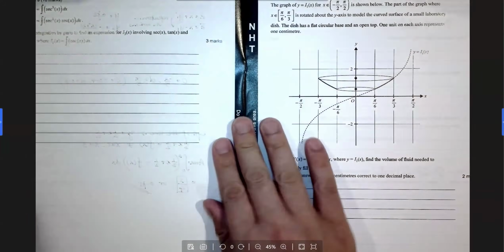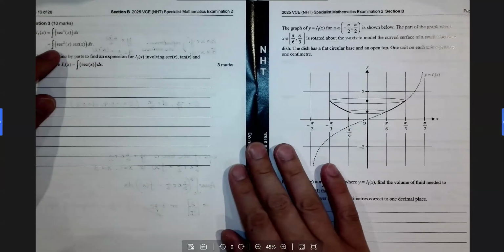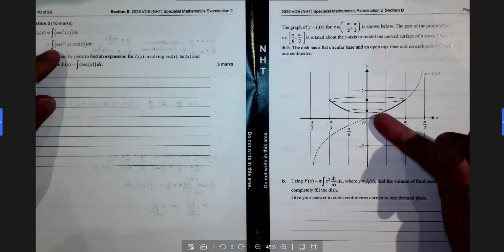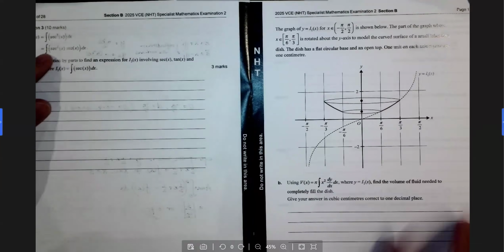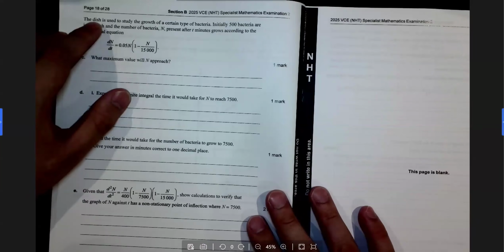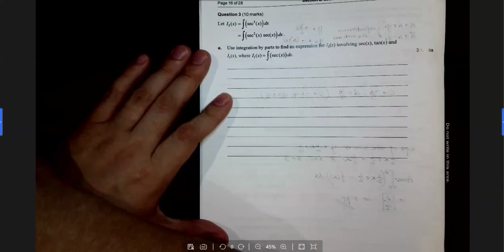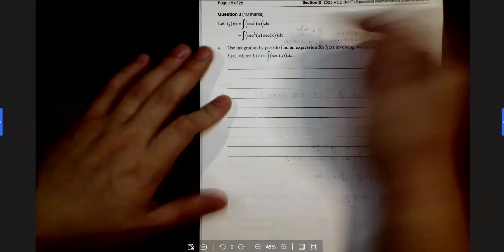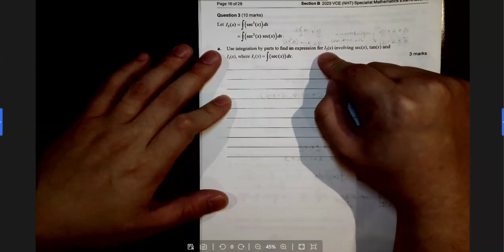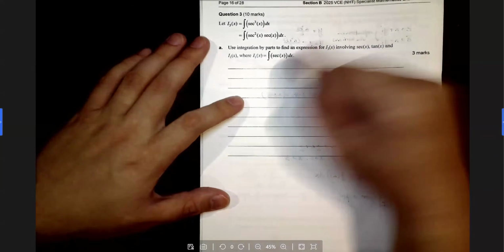Let's keep looking at the rest. Question 3, integration. Okay, volume. Okay, the logistic equation. That's interesting. This is I3(x), which is secant to the power 3. It's a very famous integral. Use integration by parts to find an expression for I3(x) involving secant x, tangent x, and I1(x), where I1(x) is the integral of secant x dx.